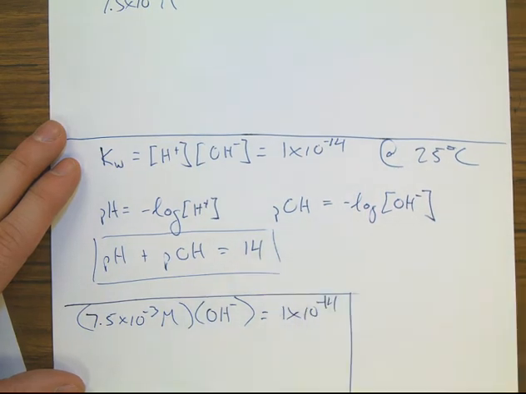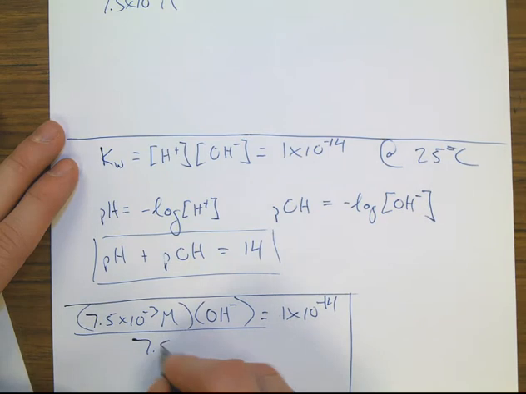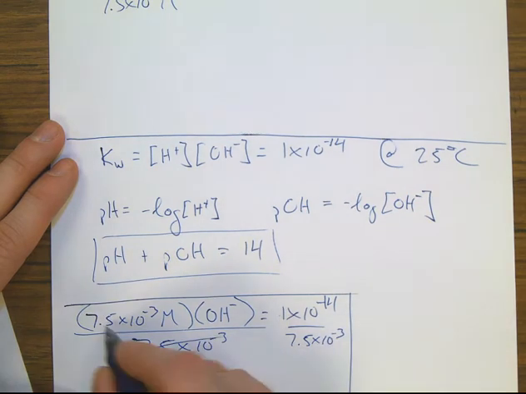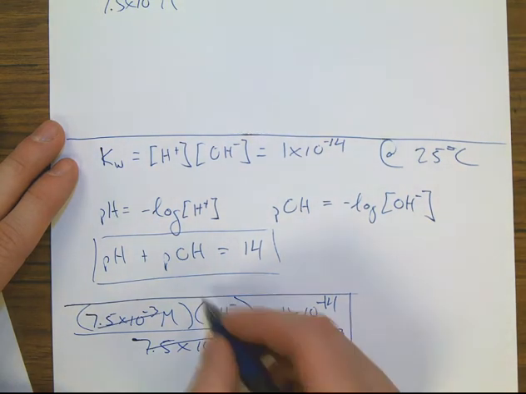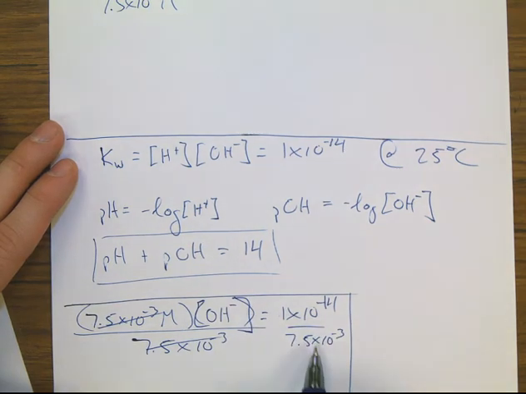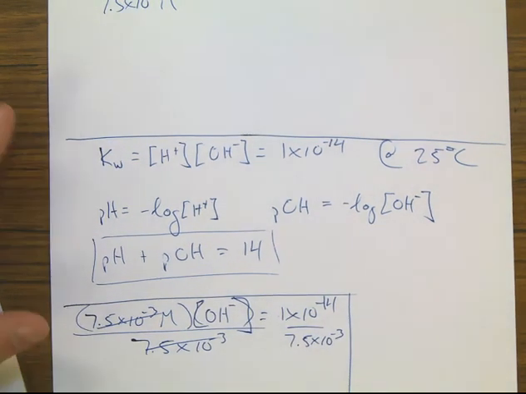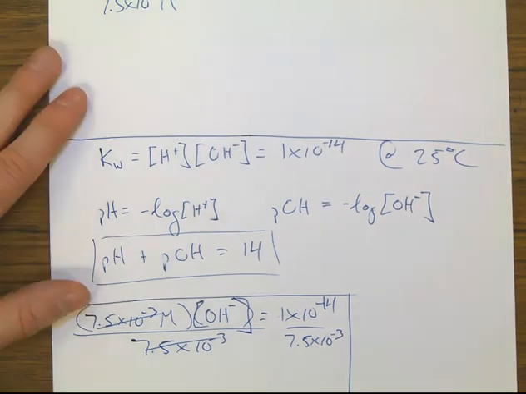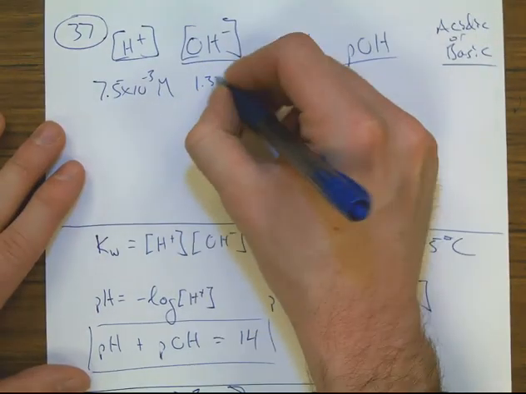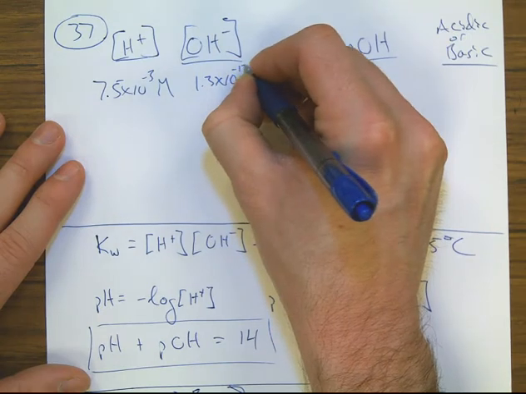Okay, so that means I just have to divide by 7.5 times 10 to the negative third on both sides. And once I do that, I will know my hydroxide ion concentration. And by the way, this really should be brackets. So 1 times 10 to the negative 14th divided by 7.5 times 10 to the negative third gives me a hydroxide ion concentration of 1.3 times 10 to the negative 12th molarity.